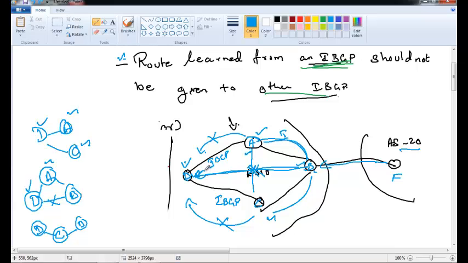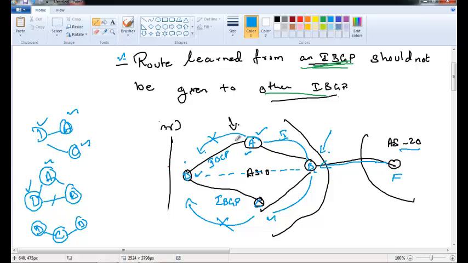Now, for having the route on D, do I need to have a physical cable between D and B? No. I need not have a physical cable between B and D. All that I need is a logical connection. What is a logical connection? I need to go to B and say your neighbor is D, the loopback address of D.